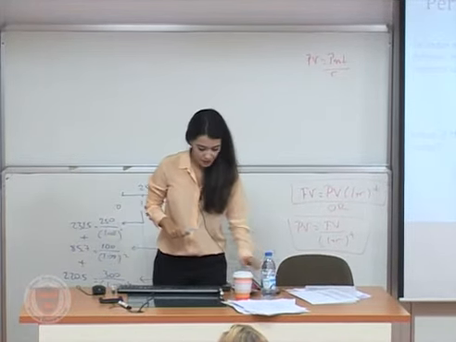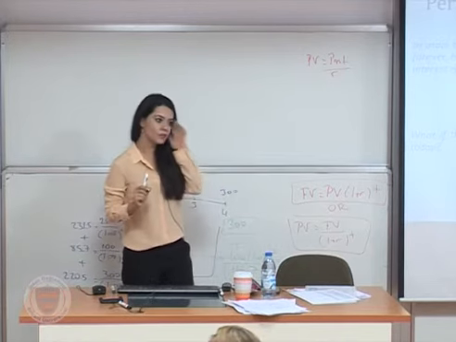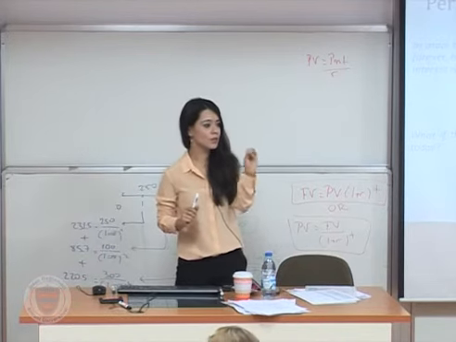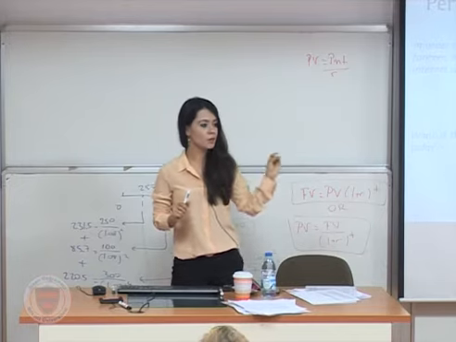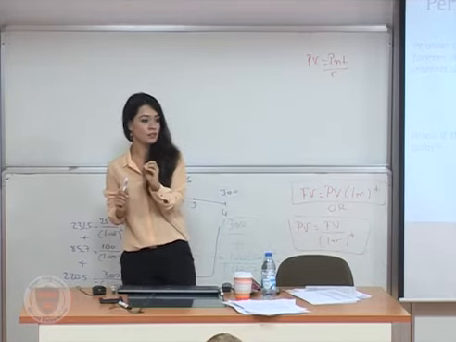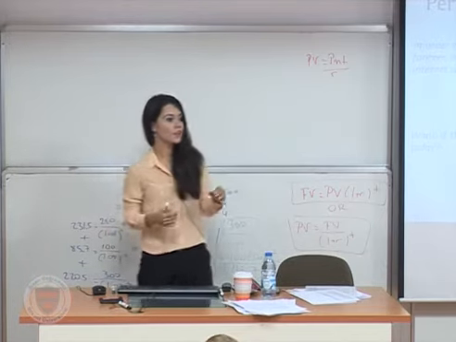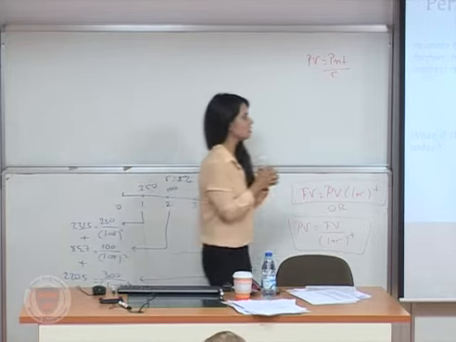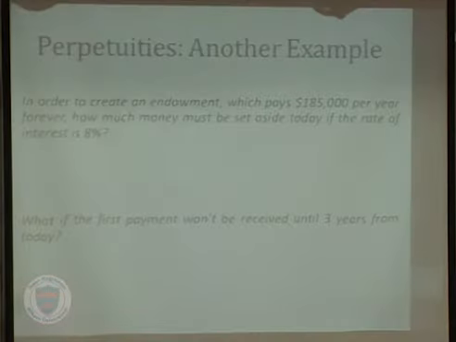Okay. Here, this is an easy question, but I'm going to pay attention to something very important here, and we will use the same thing in annuity, which is the next thing. So please try to pay attention. In order to create an endowment which pays $185,000 per year forever, so every year you're going to get $185,000 from this fund, how much money must be set aside today if the rate of interest is 8%?